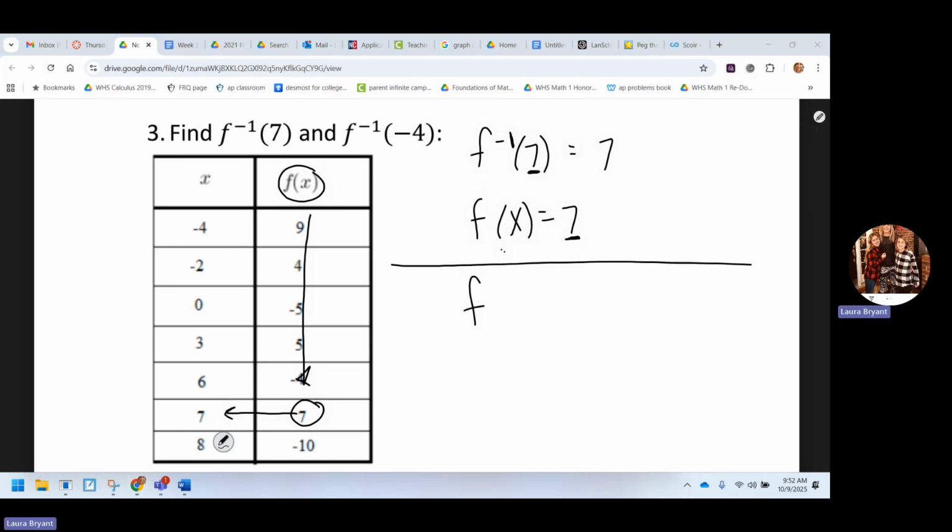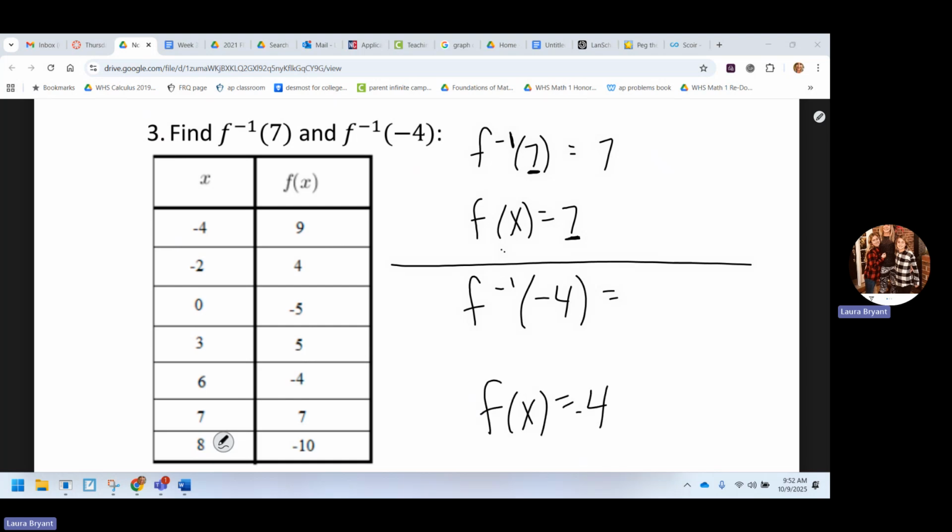Okay, so f inverse of -4. To find that, I'm using the table of f of x. On the table of f of x, I'm trying to figure out where the y value is -4. The y value is -4 at 6. So that one's 6. It's kind of like the ordered pair here is (-4, 6), and the ordered pair here is (6, -4).